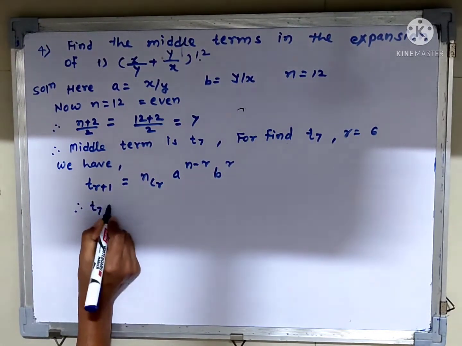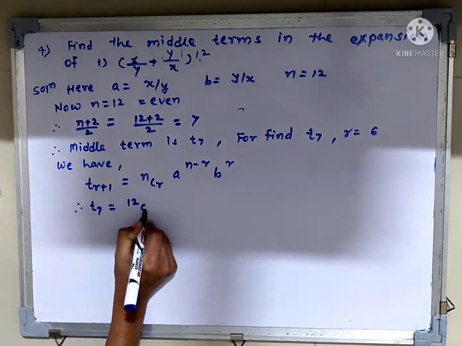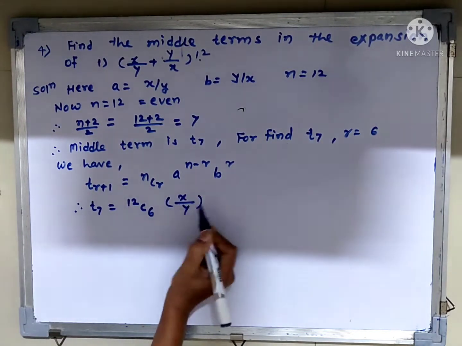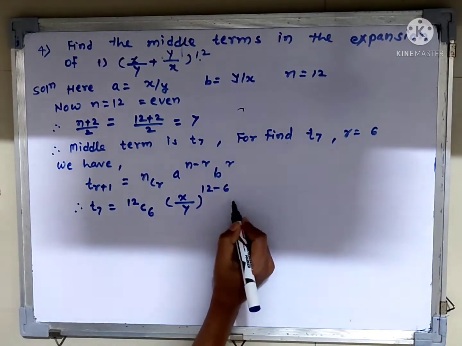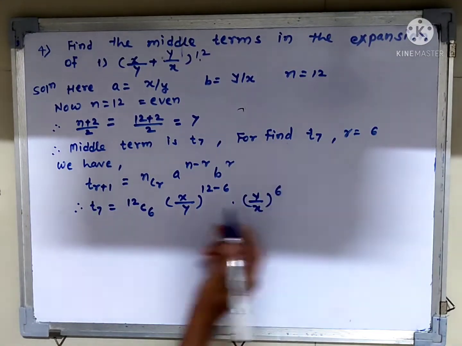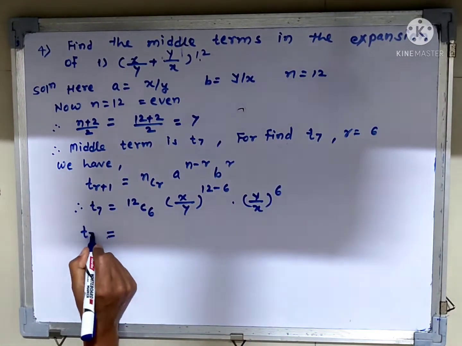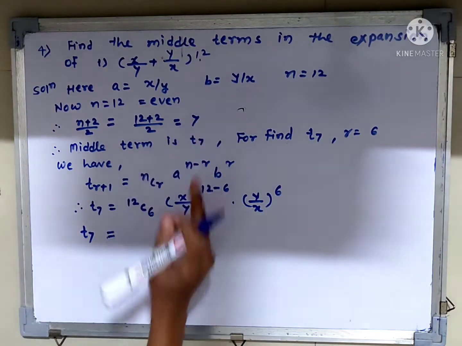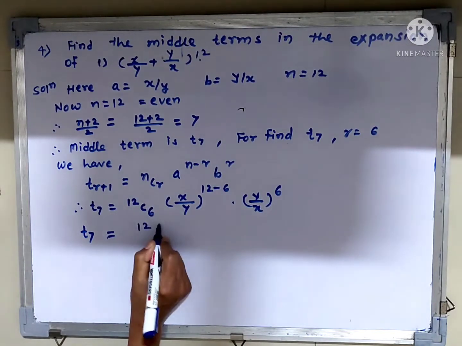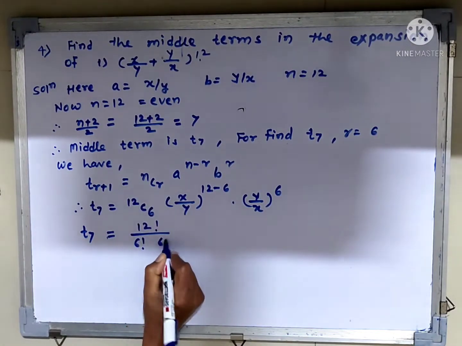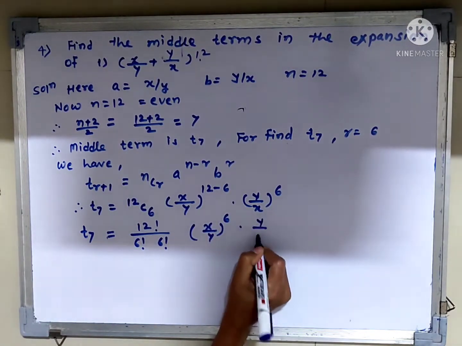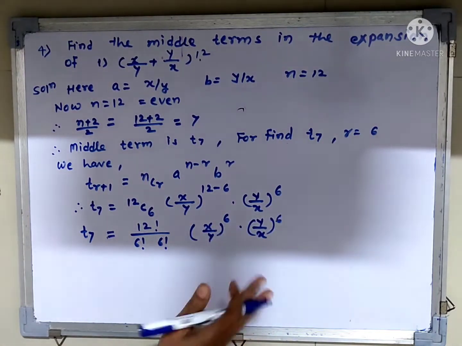Therefore T7 = 12C6 (x/y) raised to 12 minus 6, (y/x) raised to 6. T7 is the middle term. 12C6, nCr, how to find, you know: 12 factorial upon 6 factorial into 6 factorial. Here (x/y) raised to 6 into (y/x) raised to 6, both will be cancelled.